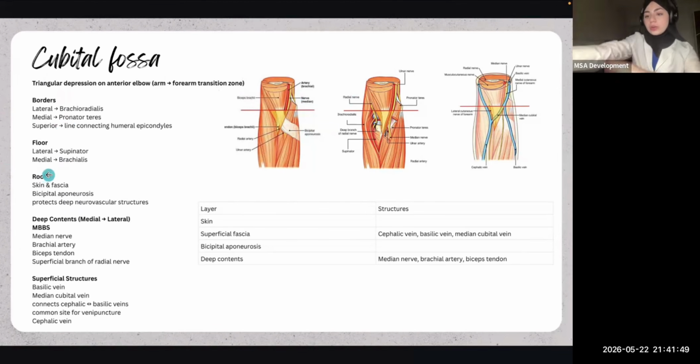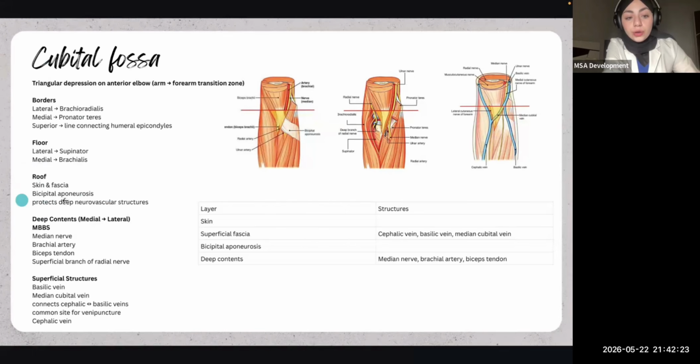Then the floor, we're going to go floor. So again, we said we're going to have the roof and then the floor of the cave. So the floor of the cave is going to be skin and fascia, most superficially. Then the bicipital aponeurosis. Then the deep neurovascular structures, which are going to be the deep contents. A good mnemonic for them is MBBS. We're going to look at them right now from medially to laterally. And this matters for OSPE. This is a very OSPEable concept, by the way. So make sure, again, to observe it on the arm of the cadaver.